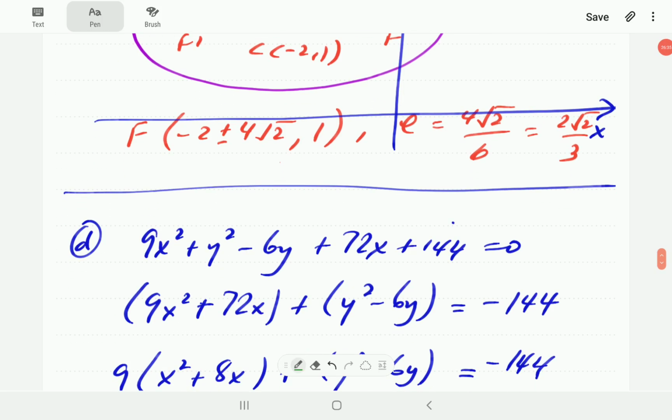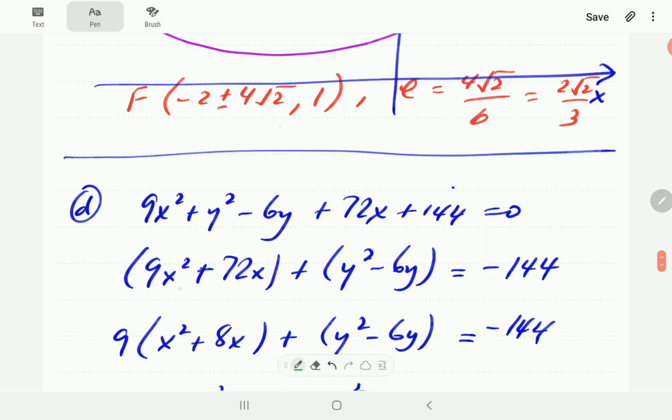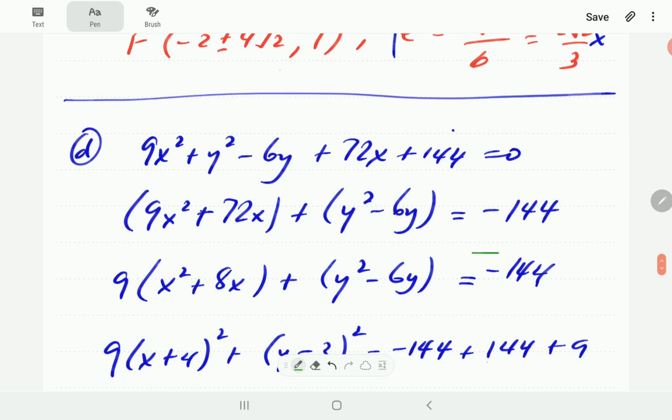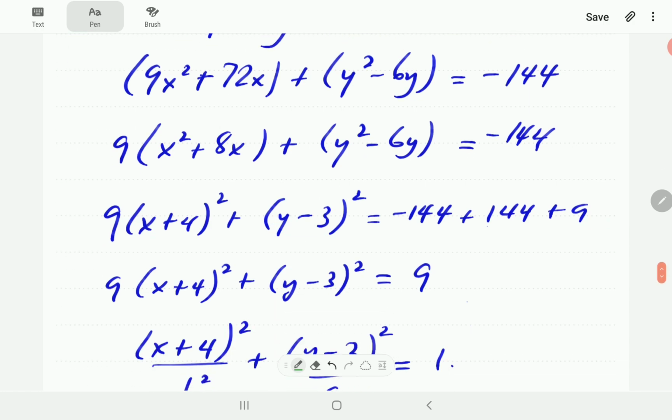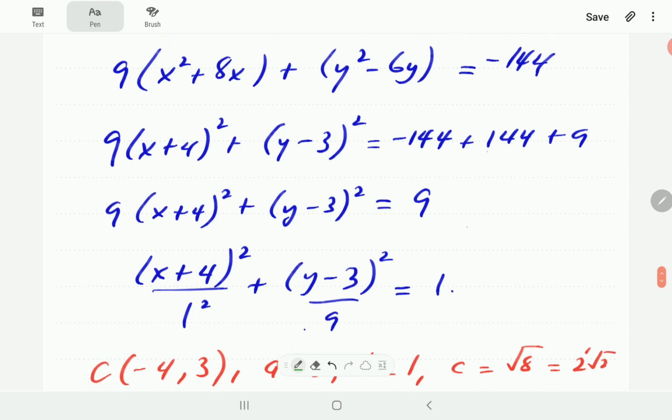Alright, so for this one, if we start by grouping the terms first, take the constant to the other side. Then for the x terms, we're going to have to factor out 9 here. Then now we can complete the square. So here, not only would we need to add 16 this side, but because we're multiplying by 9, we add 16 times 9, which is 144. Then complete the square here, we add 9, so that means this side is just 9.